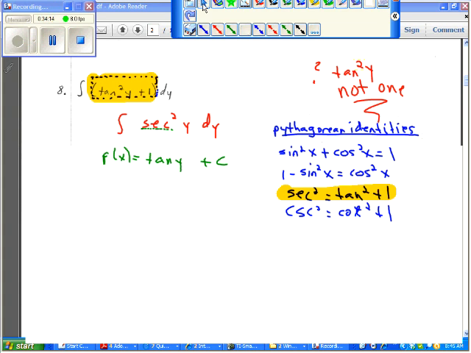And then if I wanted to find the derivative of that to verify, I would say, what is the derivative of tangent y? Well, it's secant square y. And the derivative of the constant goes out. And then we can make that Pythagorean identity substitution again and take us right back to there. Okay? Any questions on number 8?